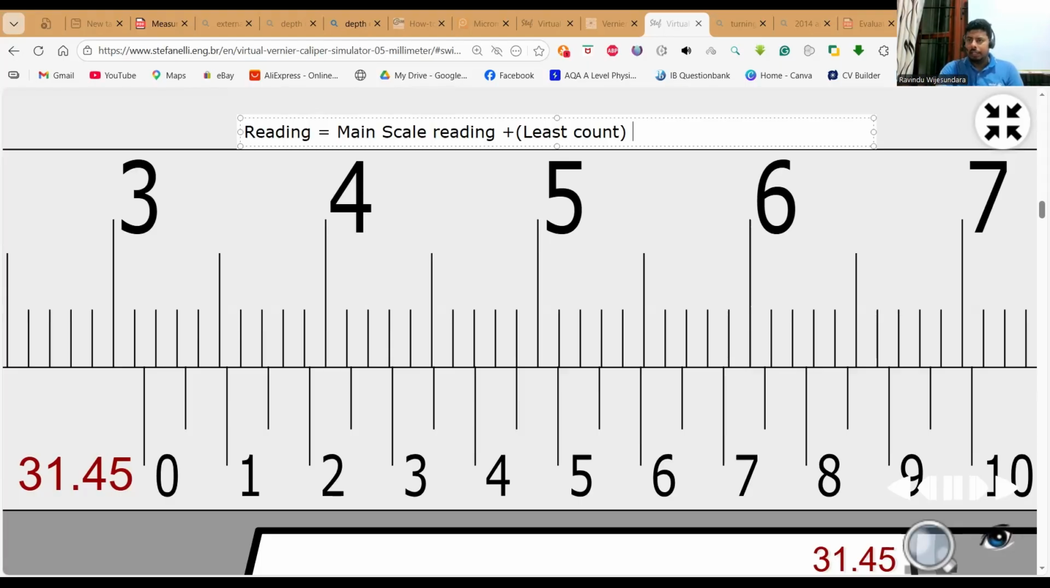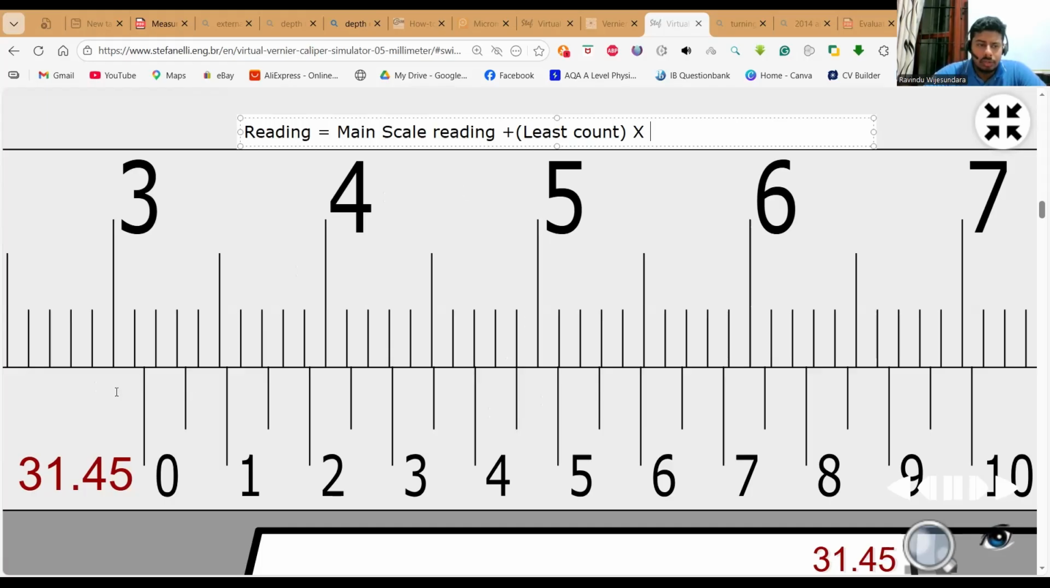Okay, so for any instrument that we are going to take, we have calculated the least count earlier, right? We know how to calculate the least count. So make sure when you take the measuring instrument in your hand, first you have to find the least count. Without finding the least count, it is impossible for you to read, right? So first thing is find the least count. Then you have to multiply this least count by the number of the division of the vernier scale which has been coinciding with the main scale.